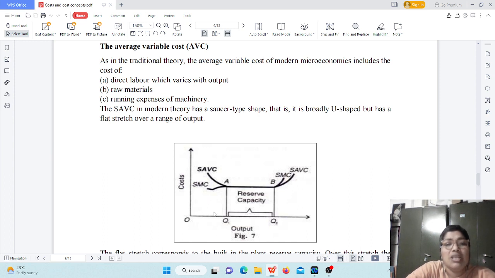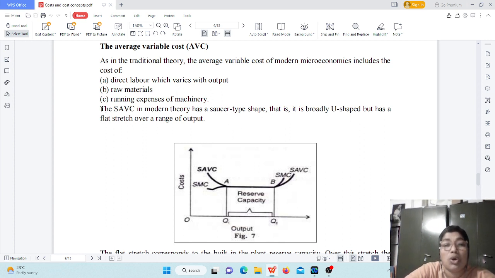Similarly, you will see the short run marginal cost also goes like this, and then it has got a reserve capacity, it remains constant, and then when short run average cost curve increases, SMC also starts increasing. As in the traditional theory, the average variable cost of modern microeconomics includes the cost of direct labor, which varies with output, raw materials, and running expenses of machinery. So the short run average variable cost in modern theory has got a saucer shape.